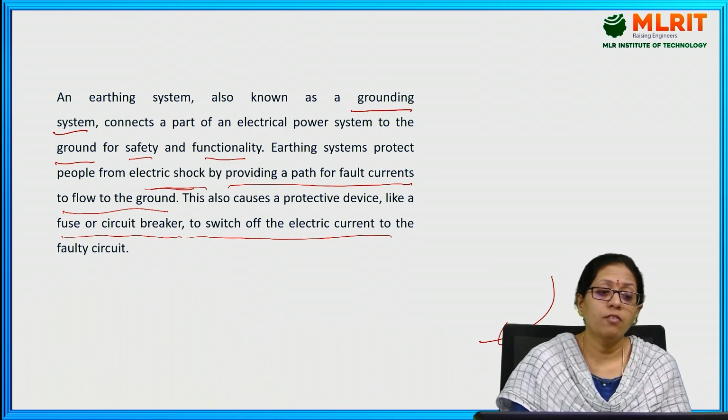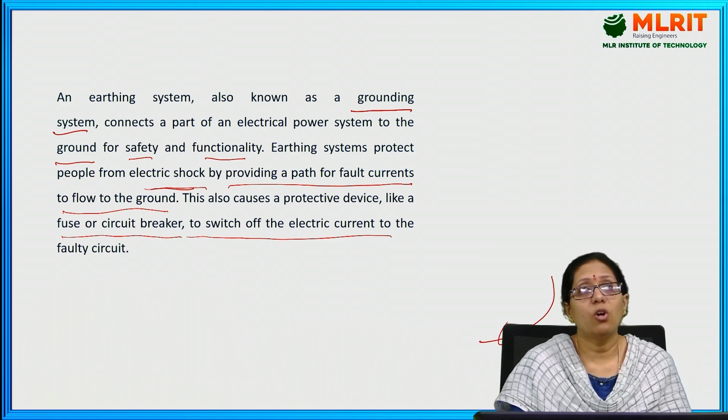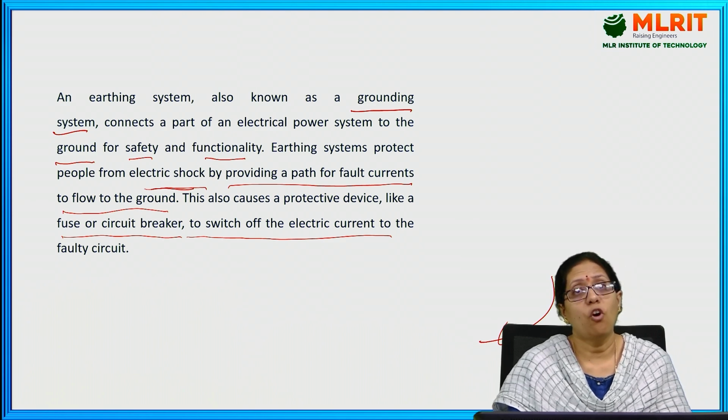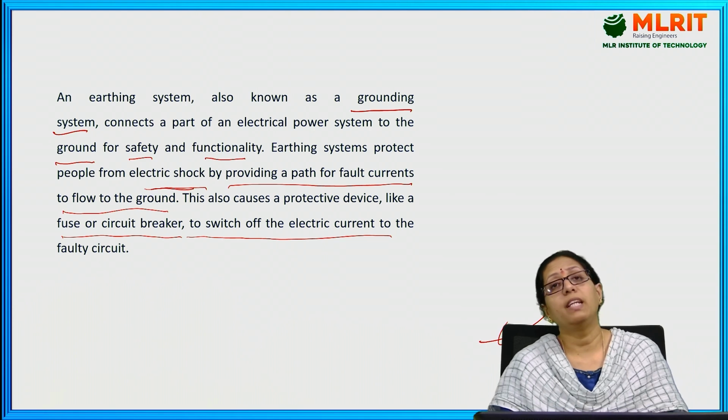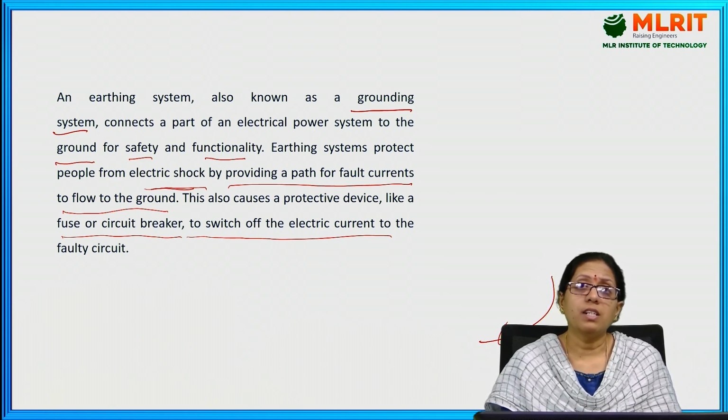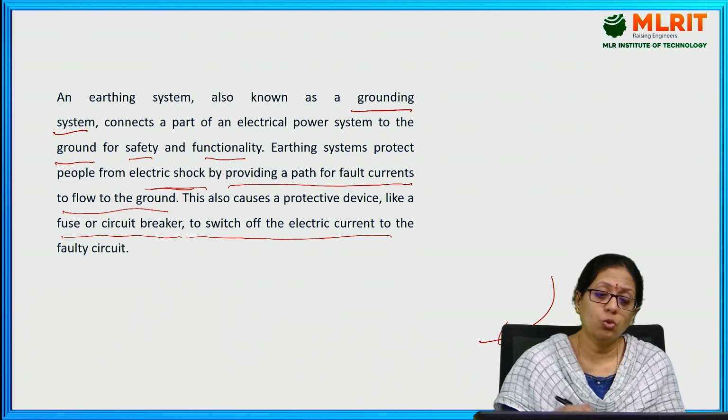So, in brief, earthing system is also called grounding system, where the wire is connected to the ground. If any kind of fault occurs in the system, the fault current flows through the ground.